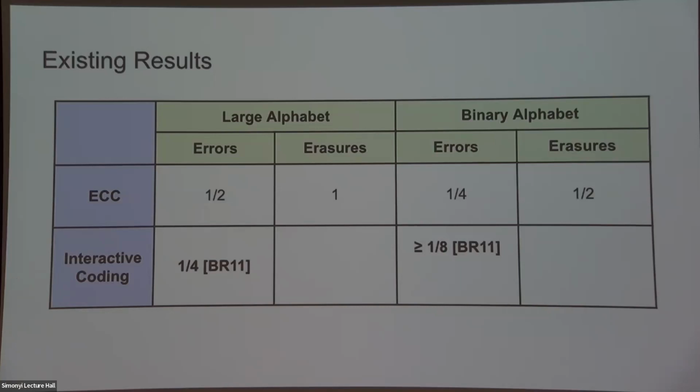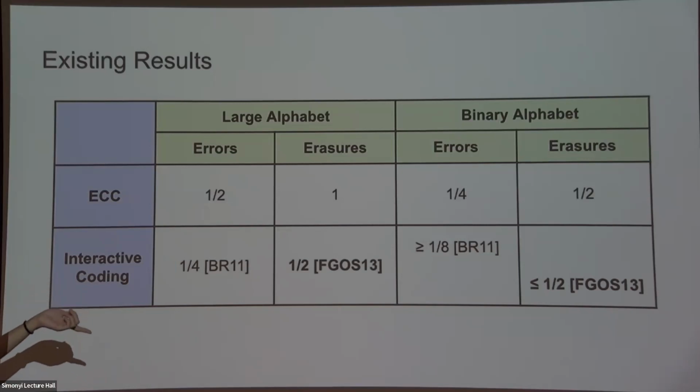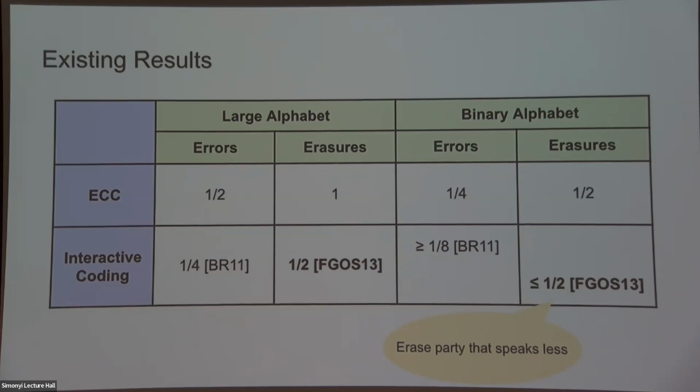Okay, so for erasures, the work of Franklin et al. studied the case for erasures. They showed that you could get 1/2 for the large alphabet. And the same impossibility result holds for the binary alphabet also, just because the binary alphabet is a smaller alphabet. The intuition for the impossibility result is you can just erase the party who speaks less, thereby silencing them. So they can't communicate anything at all.